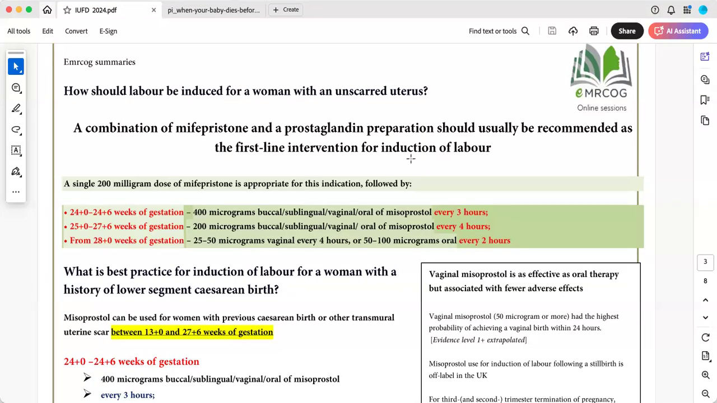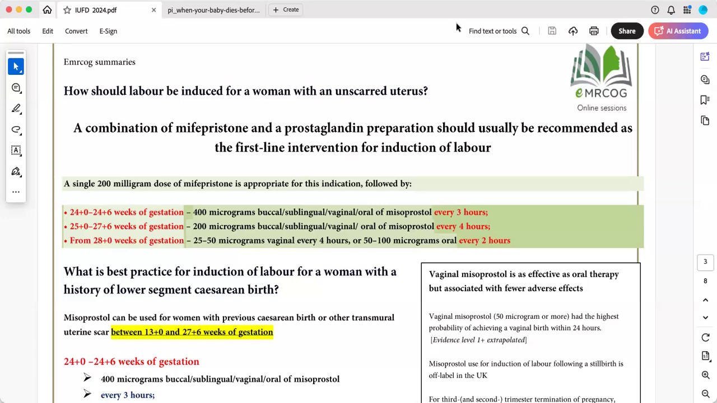So, my friends, now we come to the point of how labor should be induced for a woman with an unscarred uterus. If the woman has no scars in the uterus, we will advise a combination of mifepristone and a prostaglandin preparation. The prostaglandin that is recommended is misoprostol. We all know this, right? And this is the first intervention for induction of labor. The doses are very, very important.